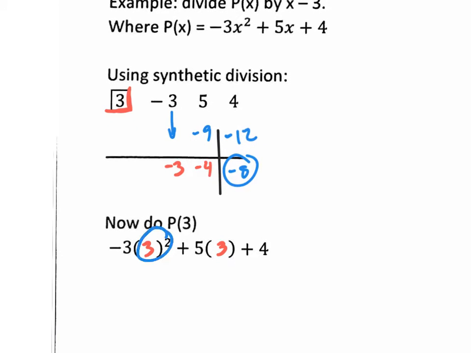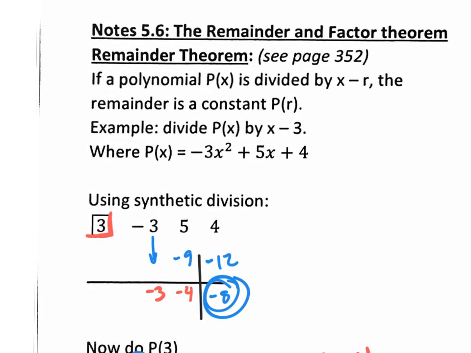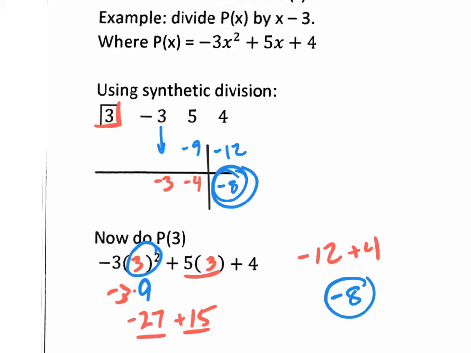What is 3 squared? 9. And what's -3 times 9? And what is 5 times 3? And what's -27 plus 15? It's -12, right? So we really have -12 plus 4. What's that? -8. Same exact remainder as when we did the division. So to sum it up, to make it simple, guys, the theorem above, the remainder theorem, allows you to do synthetic substitution.